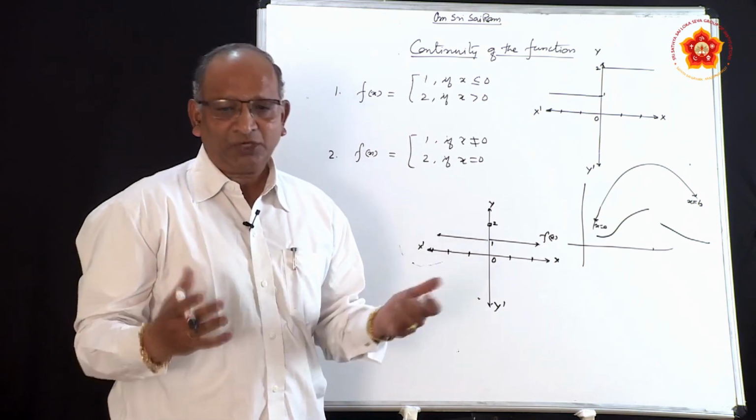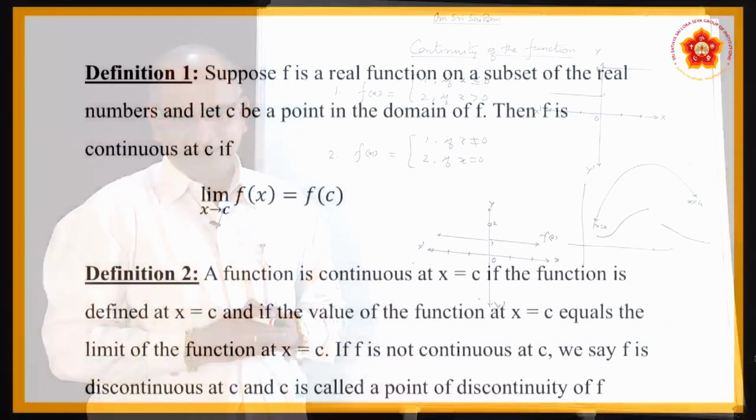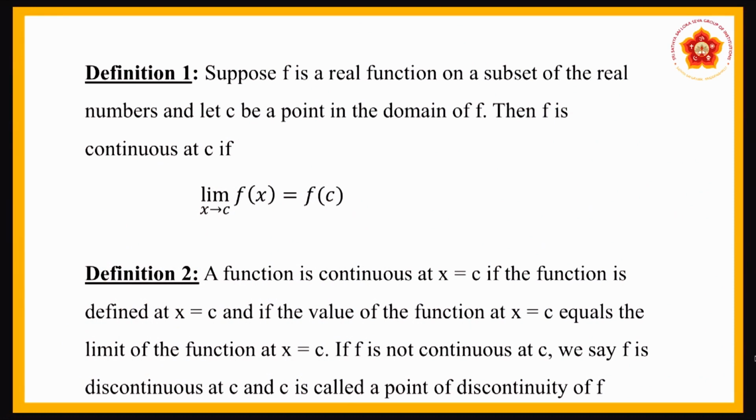So let us go to the first definition of the function. The first definition says, suppose f is a real function. What do you mean by real function? We have learned what are real numbers. If the domain of the function is from the set of real numbers and the range of the function is also real numbers, it is called a real function. When domain and range of a function are real numbers, the function is called a real function.